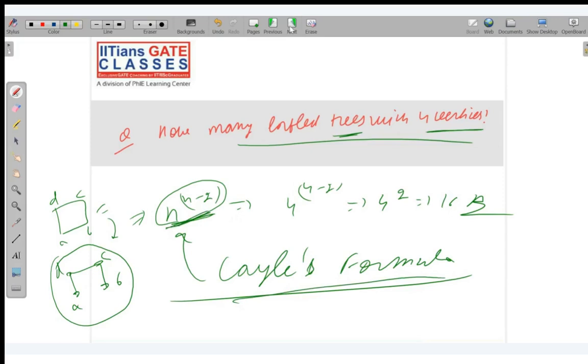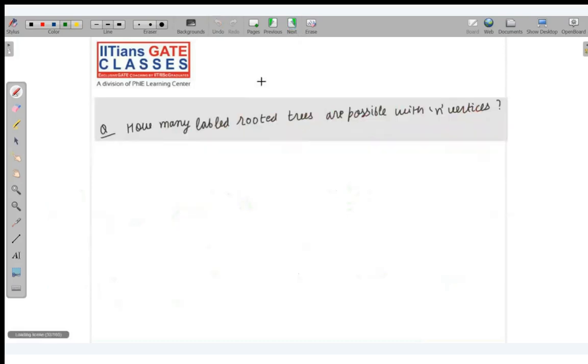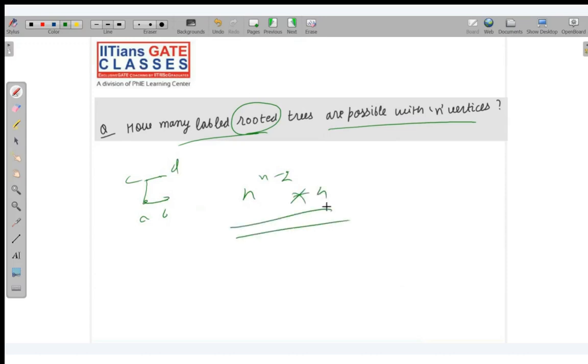Take a snapshot. I will jump to the next slide. How many labeled rooted trees are possible with n vertices? Rooted means there are n possibilities. For example, you have constructed a tree on A, B, C, D, and any one of them can be the root. So n power n minus 2 multiplied by n, because there are n possibilities for the root. That is n power n minus 1 for rooted labeled trees of n vertices.